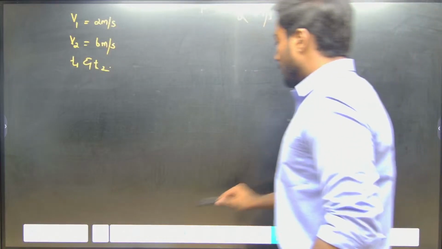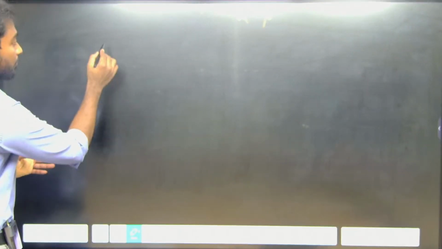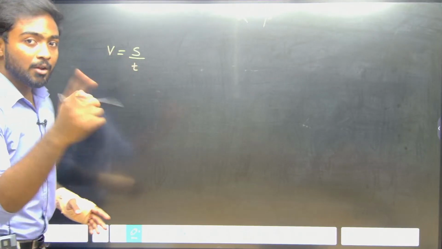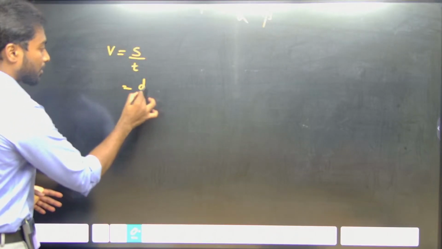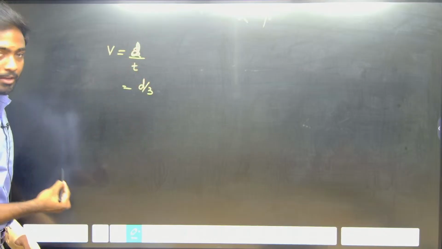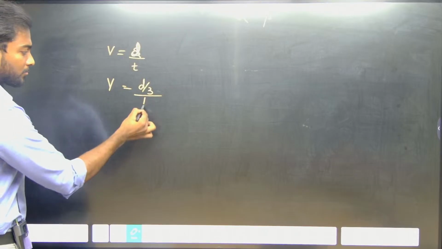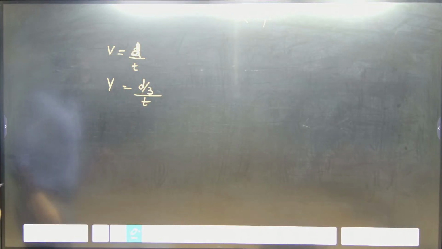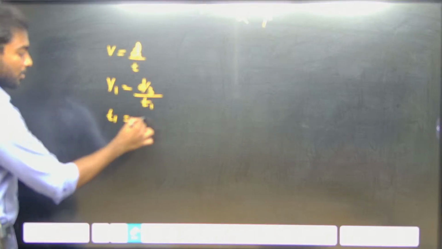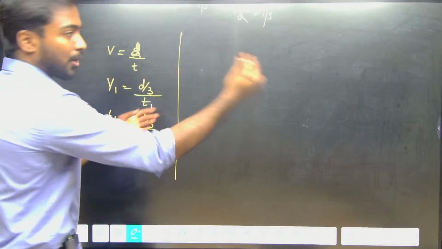If we talk about the first condition, what is the thing? Speed equals distance by time. What was the distance? One-third, which is nothing but d by 3. This is v divided by time T. So time I can take as T1 equals d by 3 V1. Okay, the next condition we'll see.